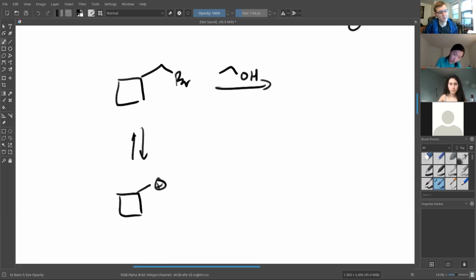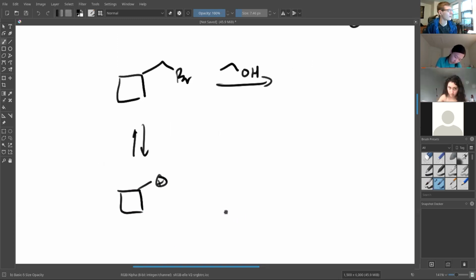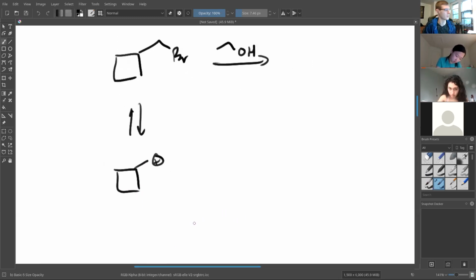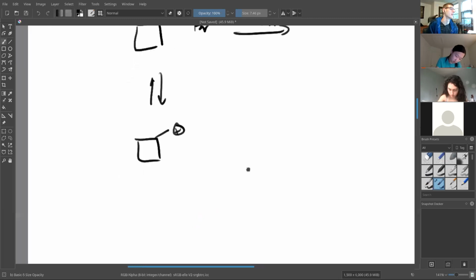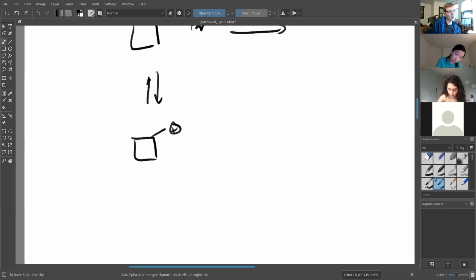This plus charge, that's not good, right? A primary plus charge is terrible. That's absolutely awful. But you know what we could do, right? Well, we're talking about rearrangements, so you already know what it is, right? We're going to take this whole bond, this bond, and we're going to move it to be between these two.